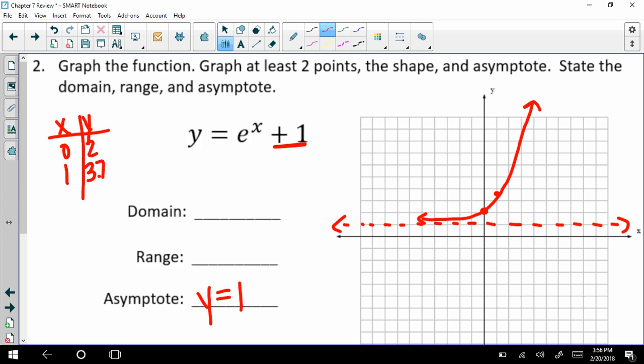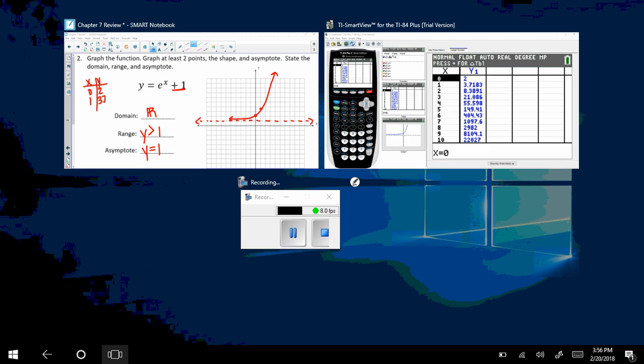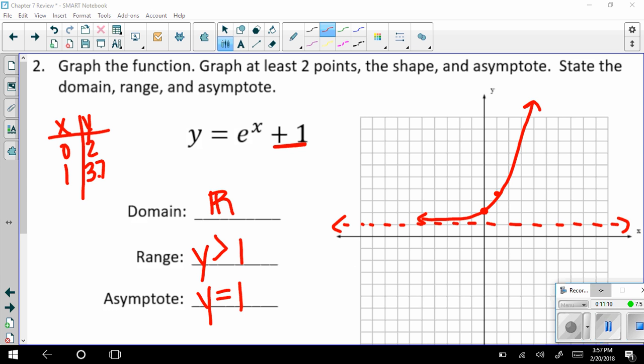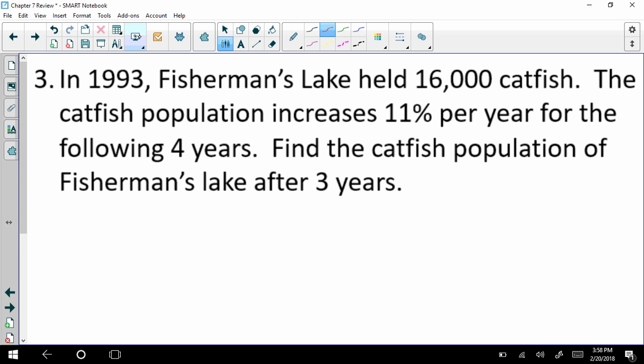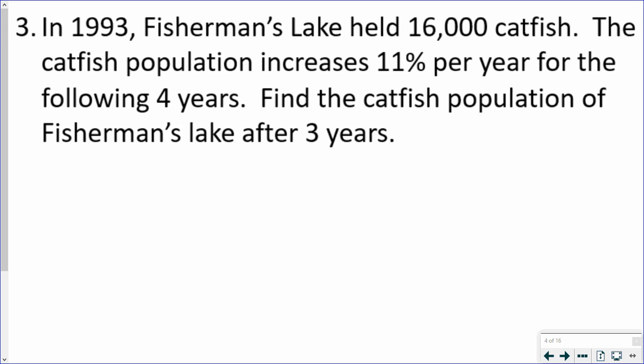was this. So then domain is all real numbers. And our range, again, remember, matches the asymptote, y and the 1. And we're using all the y values above, so it's y is greater than 1. Okay, very good. Okay, here's number 3. So go ahead and work on that problem. You have 2 minutes.